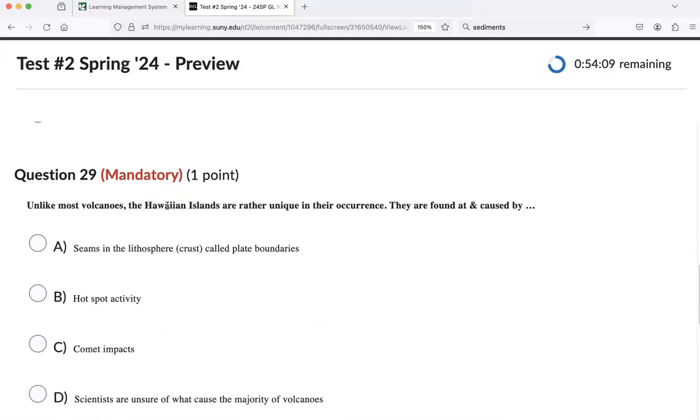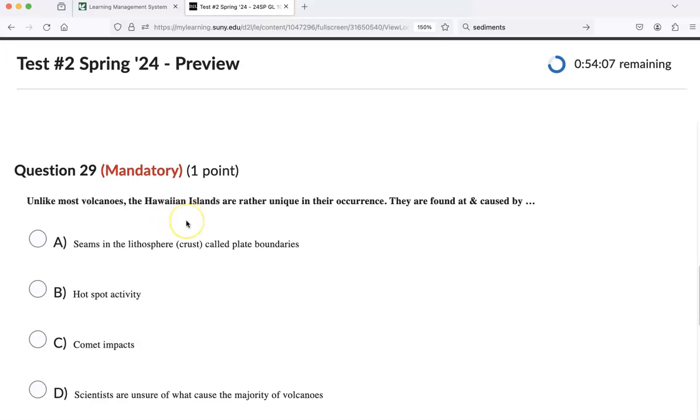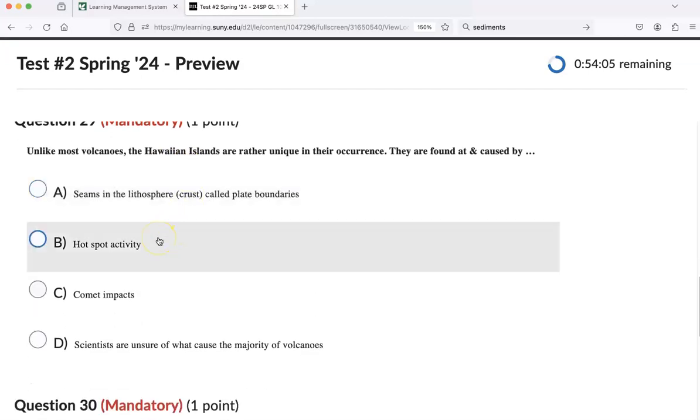unlike most volcanoes, the Hawaiian Islands, okay, they're different. That is hotspot activity. And that is just for some random reason, a plume of magma came up from in the mantle, worked its way into the crust, and it's fueling volcanoes. So that is, I don't want to say the oddity, but that is definitely a distant second to the other way.